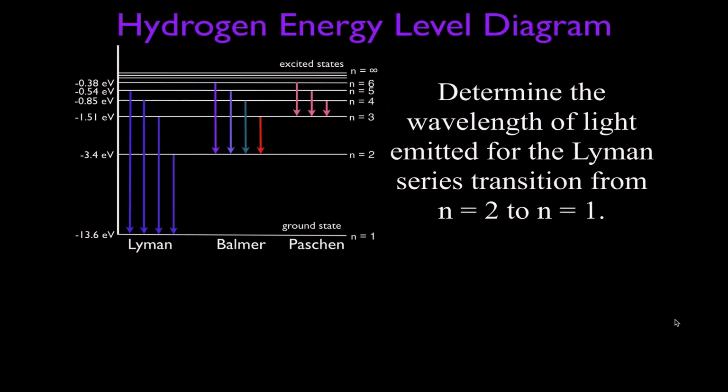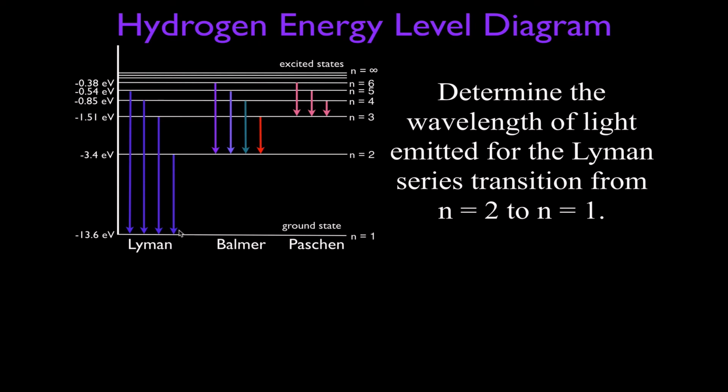And now let's get on to our problem. We want to determine the wavelength of light emitted from the Lyman series transition from N2 to N1. Remember, Lyman is when the electrons transition to the lowest energy level, the ground state. Balmer is when they come down to the second energy level. Paschen is when they come down to the third energy level. This is in the ultraviolet, this is in the visible, and this is in the infrared. And we're going to do Lyman, this transition right here from N2 to N1.